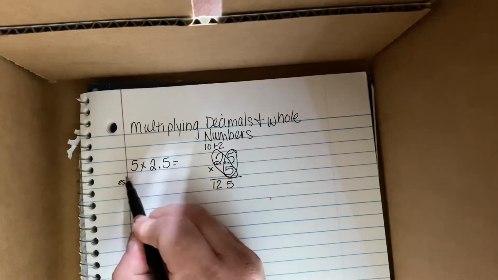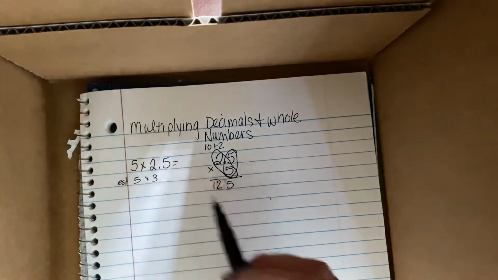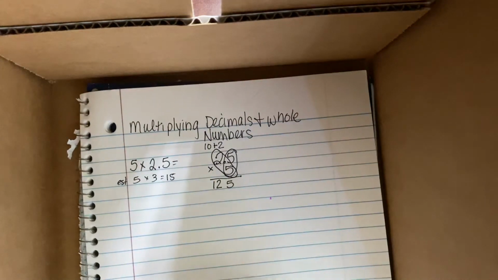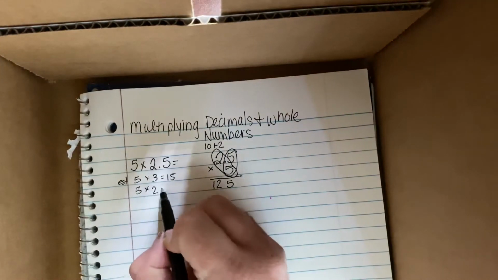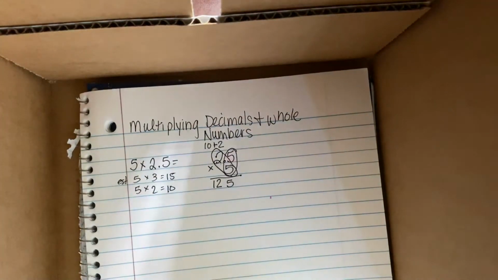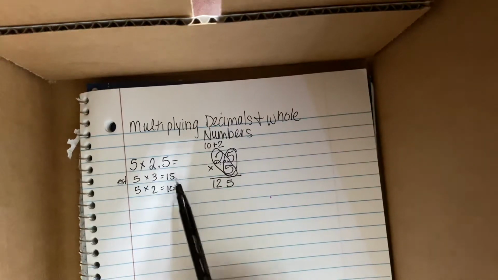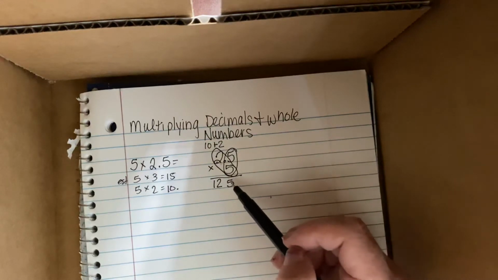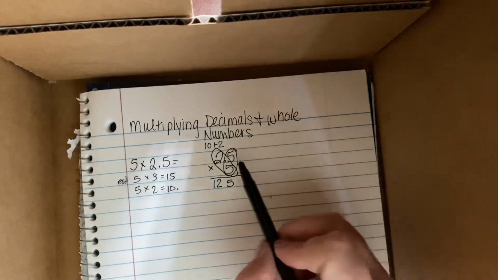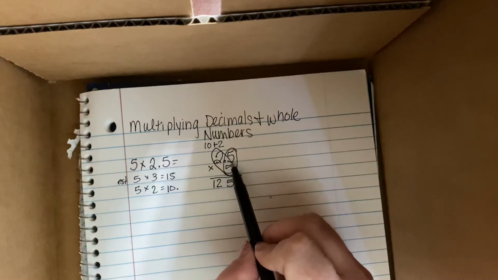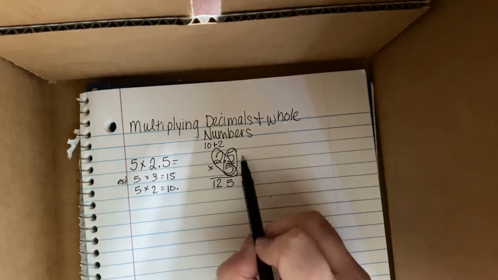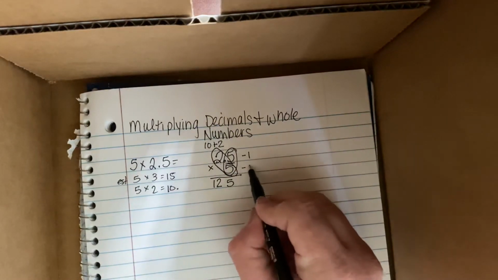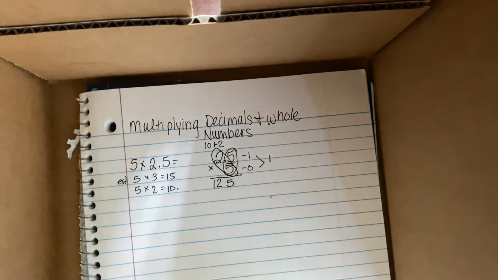So if we estimate this at 5 times 3, the answer should be reasonable with 15. If we did 5 times 2, it would be 10. So our answer should be reasonable between 10 and 15. So we count how many decimals there are, or how many place values there are after the decimal. If we look at the top number, there's 1 place value after the decimal. If we look at the bottom number, there are no place values after the decimal. So there is a total of 1 place value after the decimal.